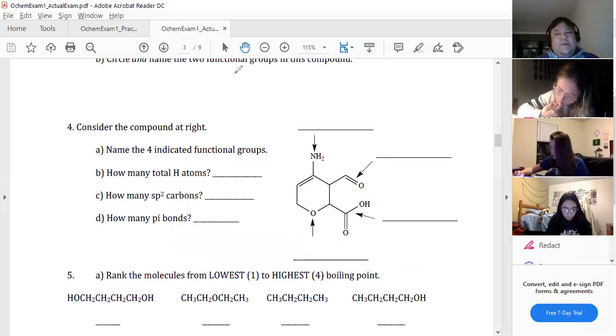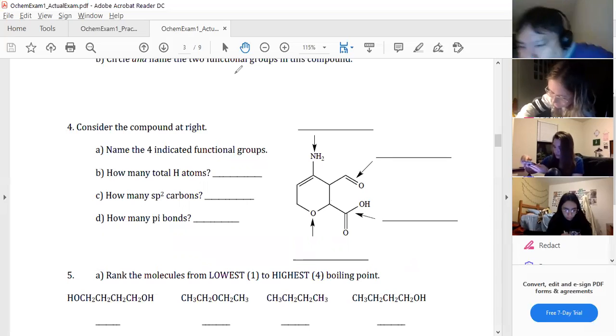Do all 4 parts. I'm going to close my window while you guys are doing that because it's like 40 degrees outside, so it's probably a little cold in here.